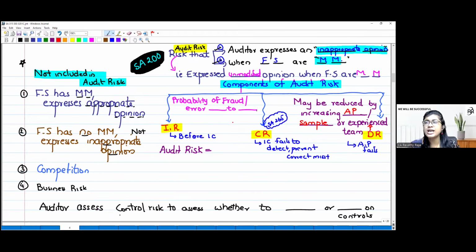Now, which two risks we cannot control? It is something which happens before audit itself. We cannot control. That is these two. And these two together, you call it as what? Risk of material misstatement. ROMM. And a ROMM happens prior to audit.